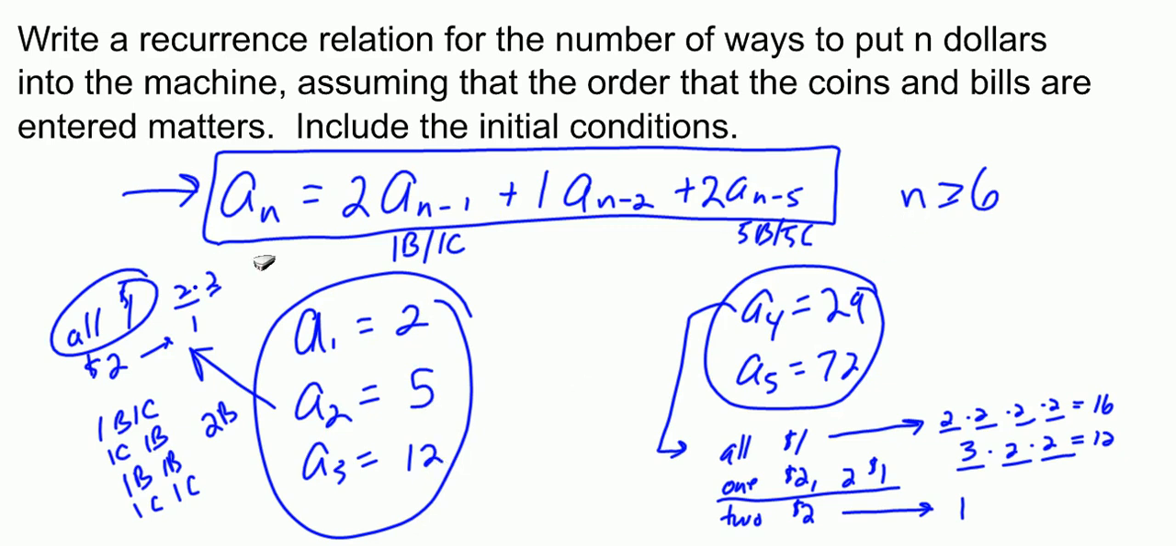So if we needed to figure out a sub 6, we could figure out a sub 5, which is 72, and double it. We could figure out n minus 2, which is 4, take a sub 4 times 1, and then we could do a sub 6 minus 5, which is 1, and double that. Okay, it's a little bit complicated. It's a lot of work involved. Okay, but once you've done 1 or 2 of these, you should be able to get the hang of it.